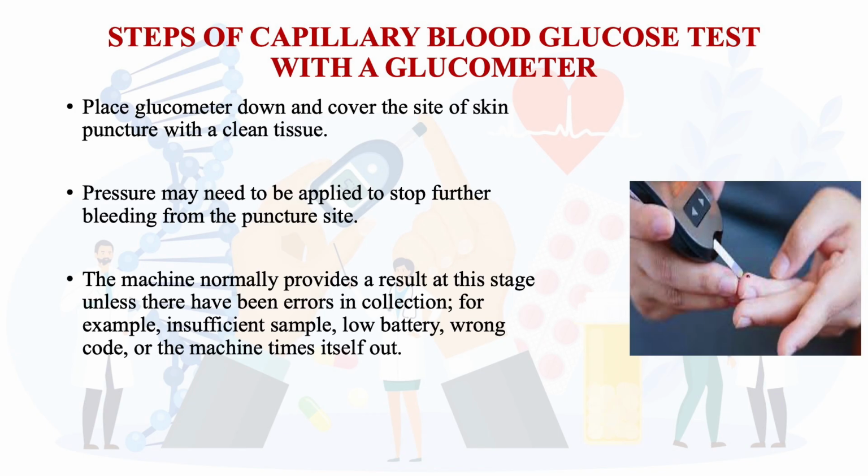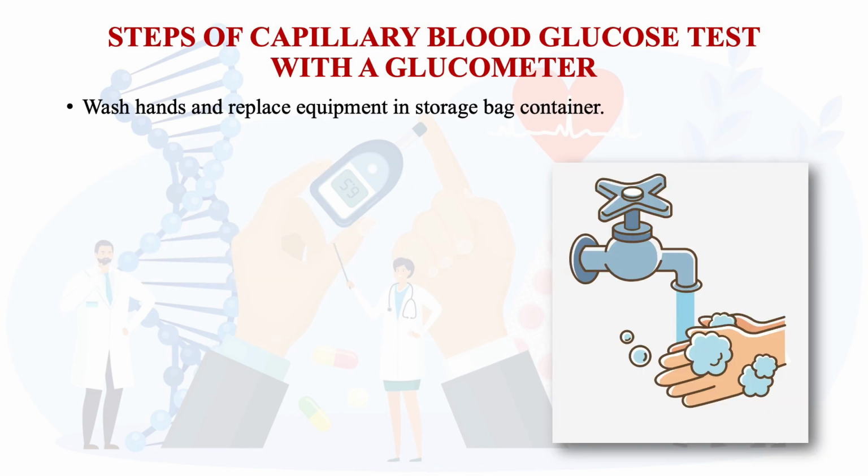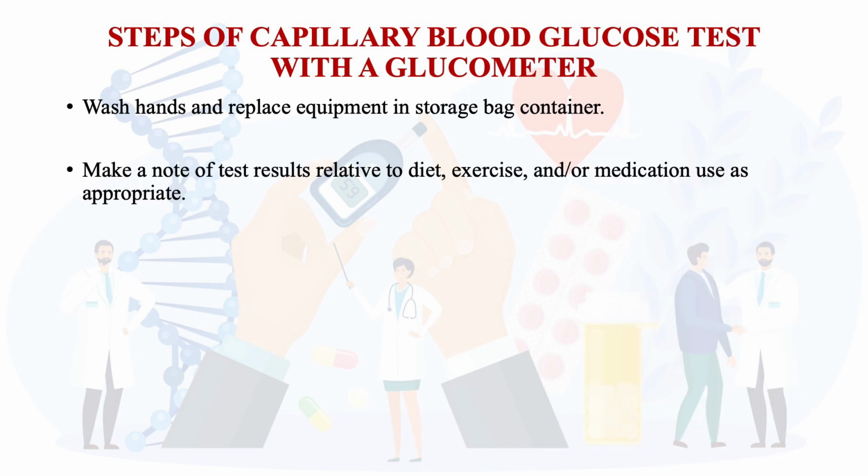The machine normally provides a result at this stage unless there have been errors in collection, for example, insufficient sample, low battery, wrong codes, or the machine times itself out. If an error displays on the glucometer, troubleshoot as appropriate. Wash hands and replace equipment in storage bag container. Make a note of test results relative to diet, exercise, and or medication use as appropriate.